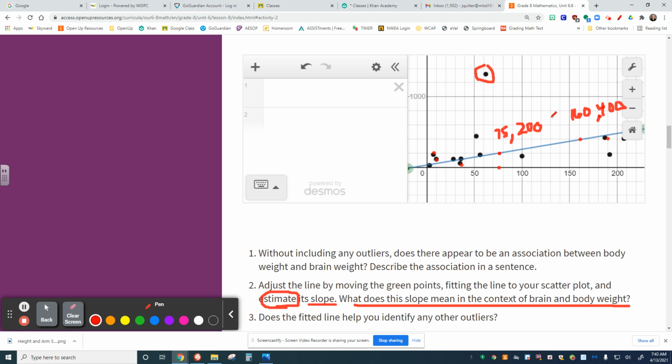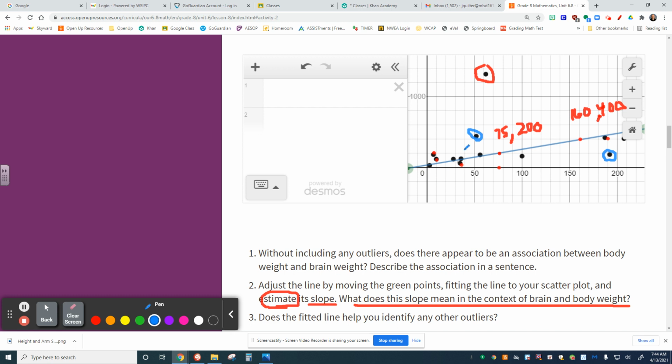Now, the cool thing about this is there's another question that's asked: does the fitted line help you identify more outliers? Well, a couple more outliers, we could potentially, because of where everything is at, make a claim for this value right here and this value right here being outliers. These two outliers, we could definitely make that claim and have a legitimate claim based on this, because of where they're given and what they could establish.